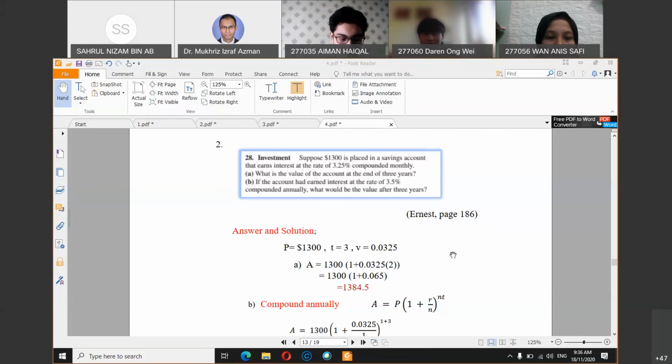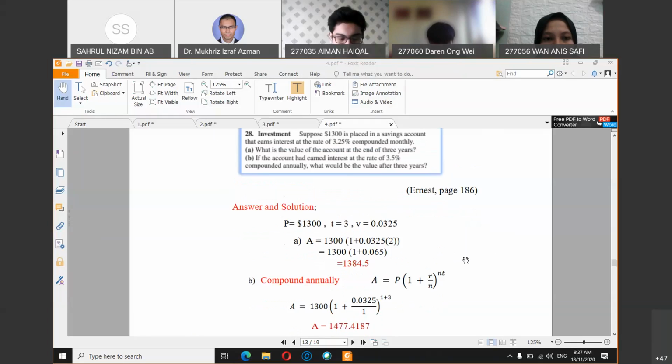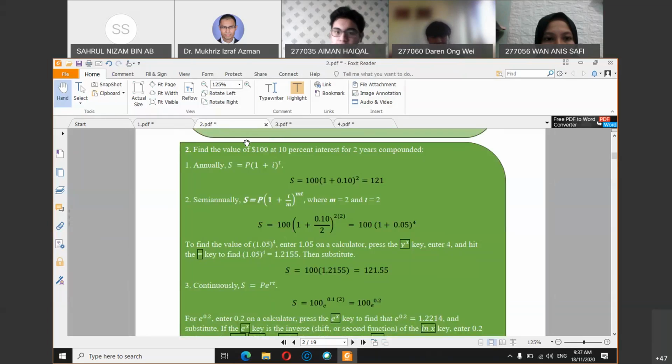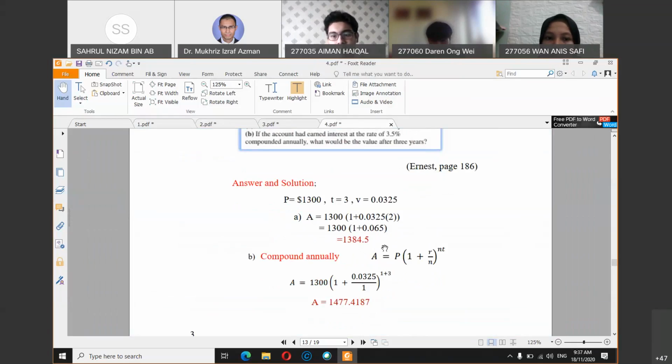Okay, and then the rest, the formula is compounded. So this answer, this is supposed to be 36. Okay, multiply by the. Okay, how about B? Compounded annually.